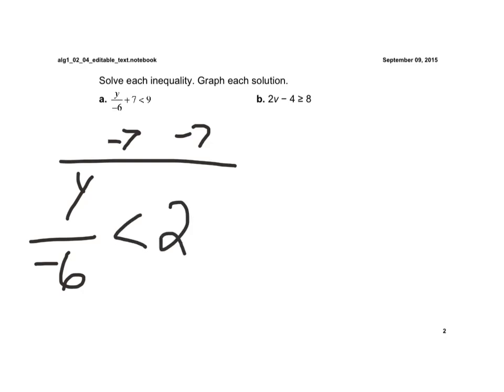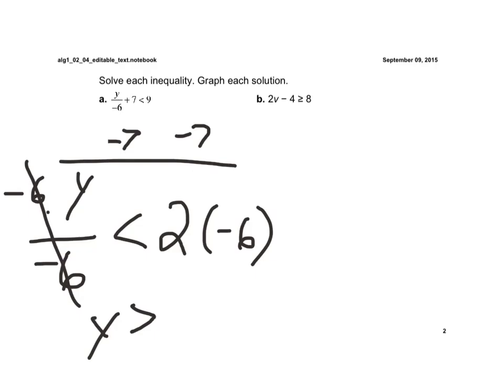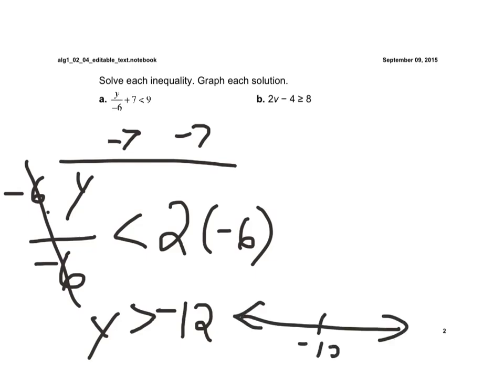Now, if you recall from the other day, when we were solving by multiplication and division, I have to multiply both sides by a negative 6. And remember, when I multiply by a negative 6, I have to remember to reverse that inequality sign. So my final answer is y is greater than a negative 12. If I were to graph this, negative 12 is there, surrounded by negative 13 and negative 11, open circle, and shaded to the right.